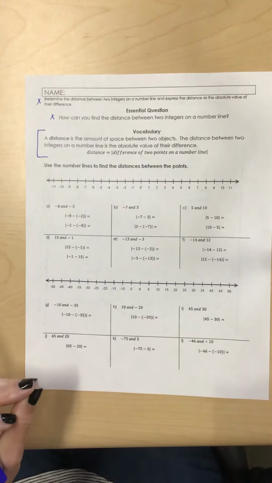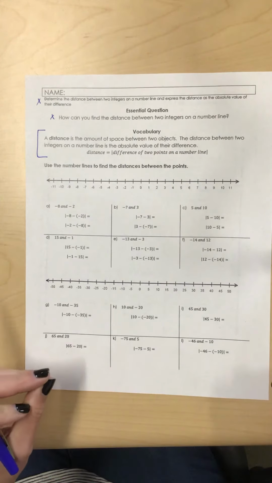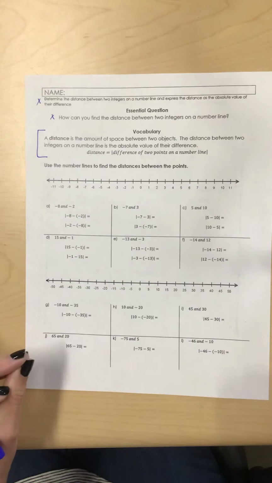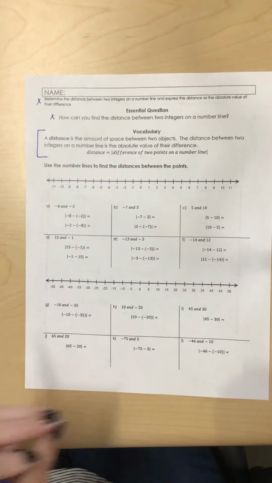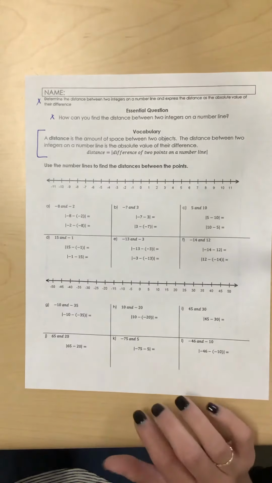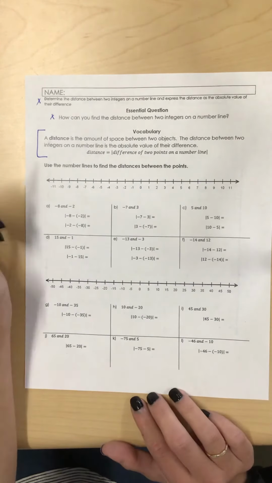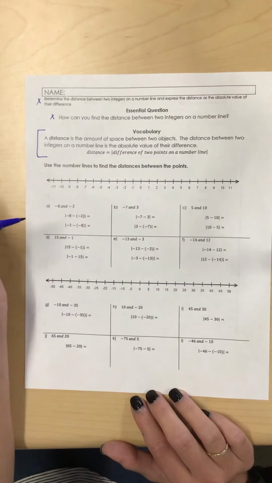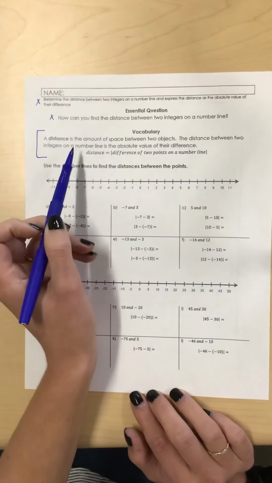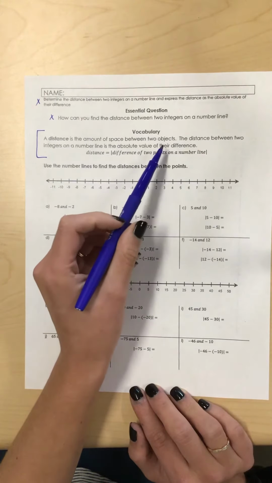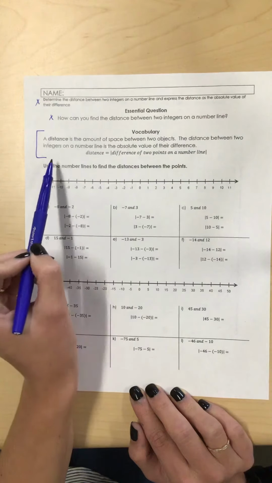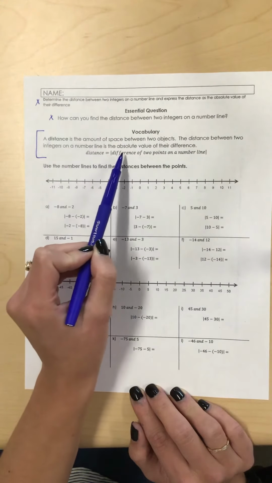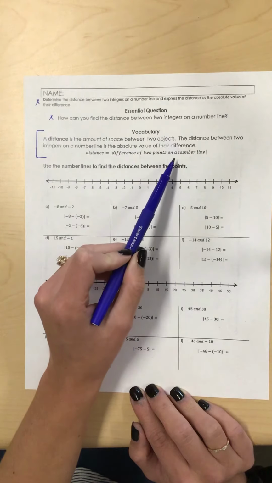Just like when we talk about absolute value, absolute value is the distance a number is from 0. So it's the space that they are apart. So here we are going to look at distance between two different numbers. So the distance is the amount of space between two objects. The distance between two integers on a number line is the absolute value of their difference.